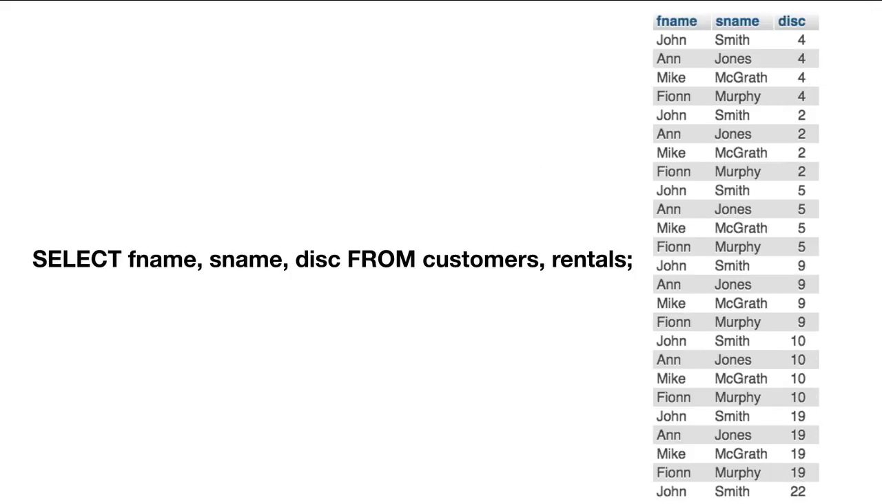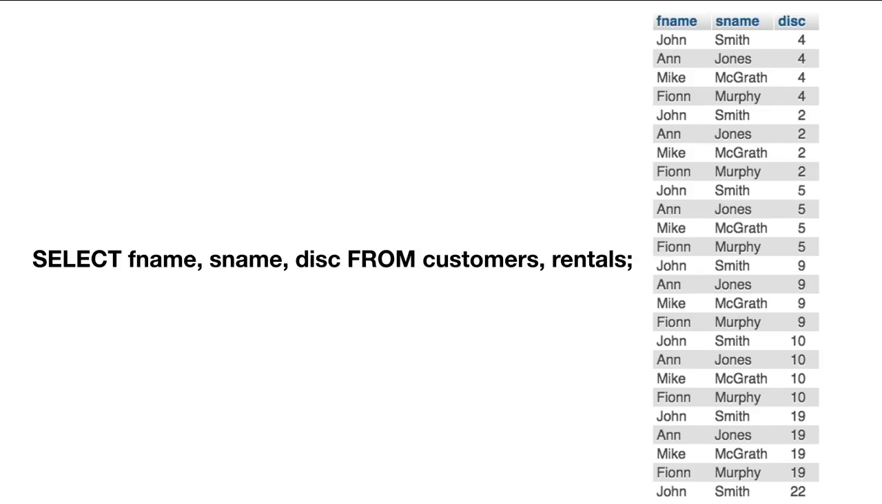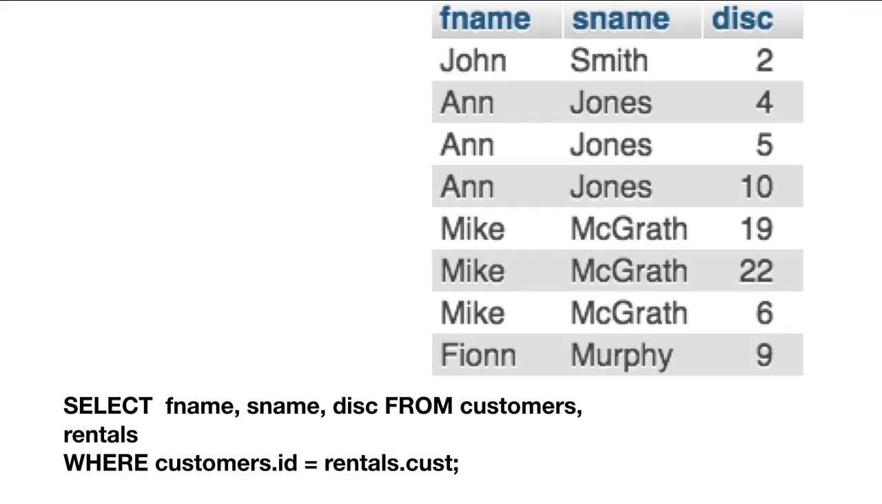Here I'm selecting fname, sname, and disk from customers and rentals. So this is the same join, except instead of selecting everything, I'm selecting just the first name, surname, and the disk. And again, this is not meaningful at all to us. It means nothing. It's of no use. But look here now. What happens if I select fname, sname, and disk from customers and rentals, where the customer's ID and the rentals cust column have the same value?